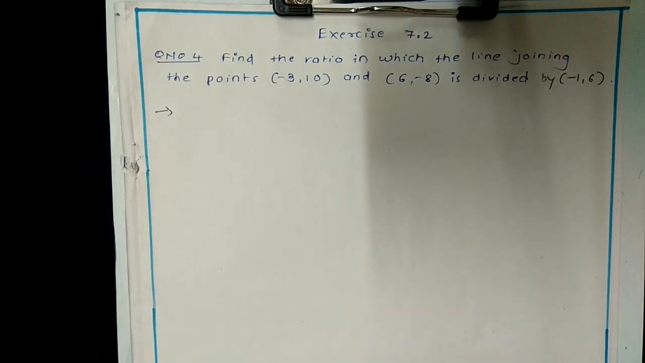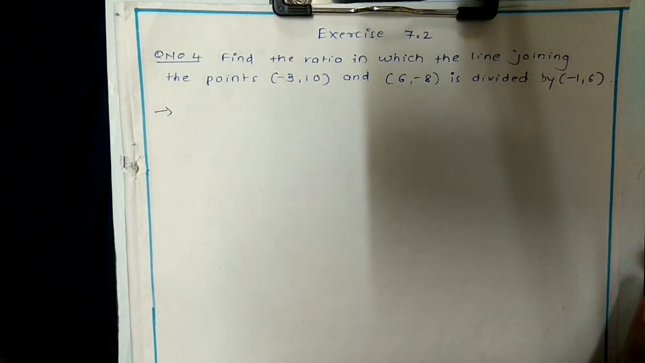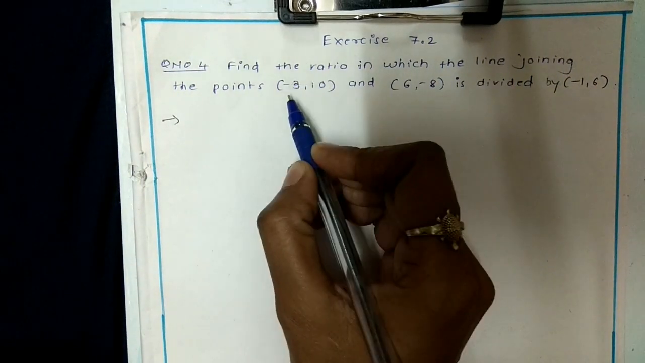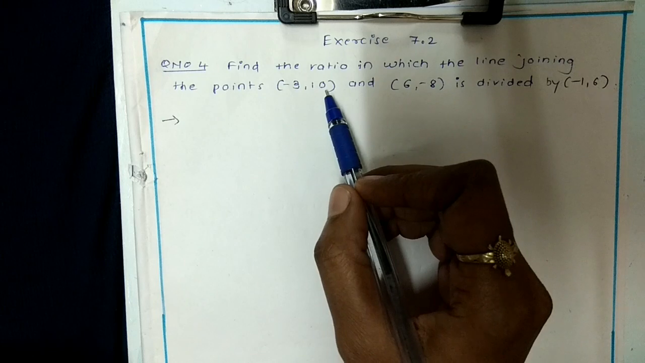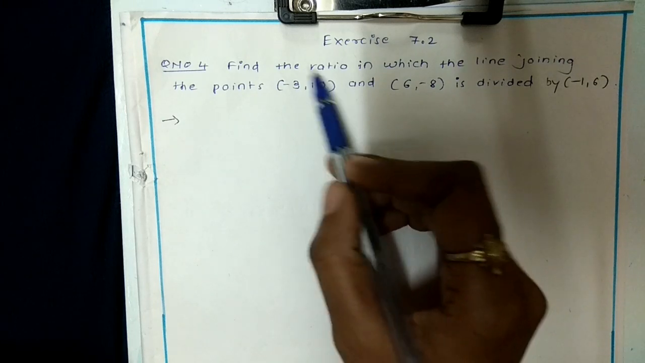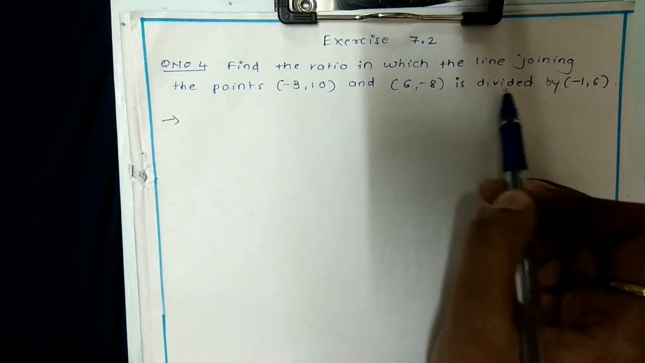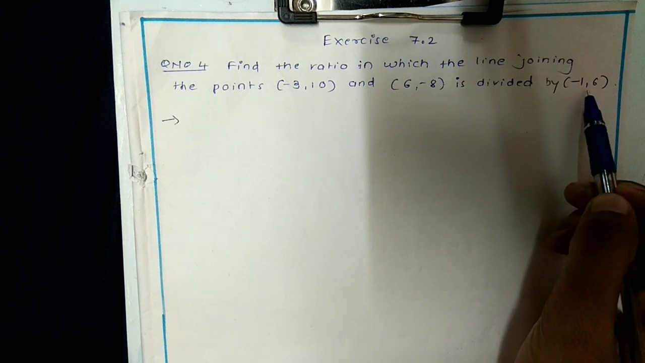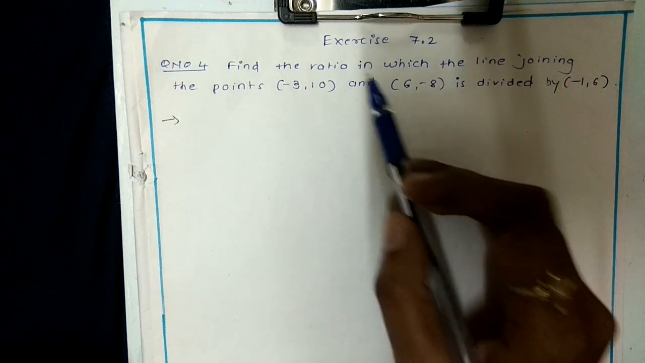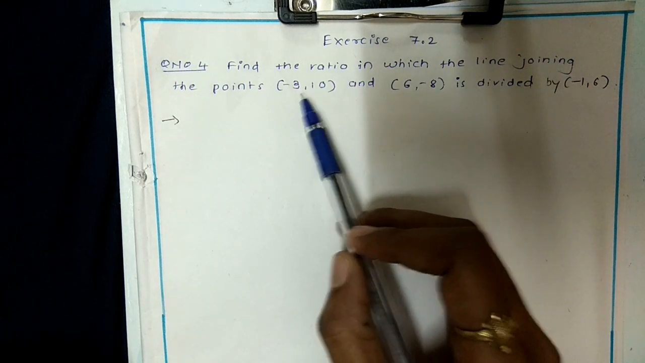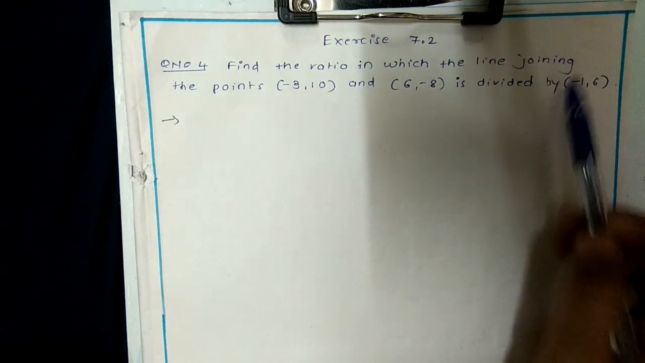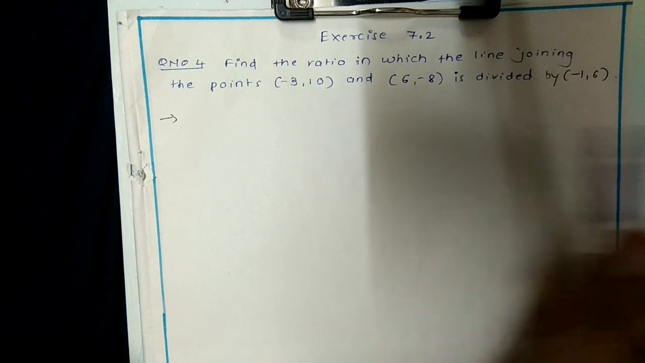So the question is: find the ratio in which the line joining the points. There are two points, the endpoints, and the line is divided by the point of division, that is -1 and 6. Into what ratio does this point divide the line which joins these two points? That ratio you have to find out here.